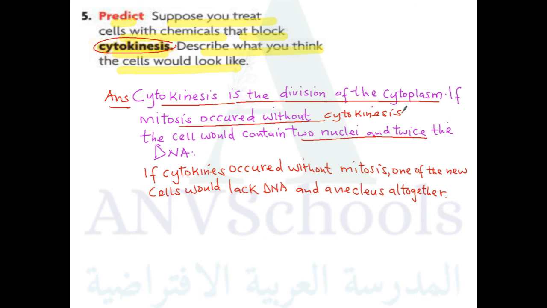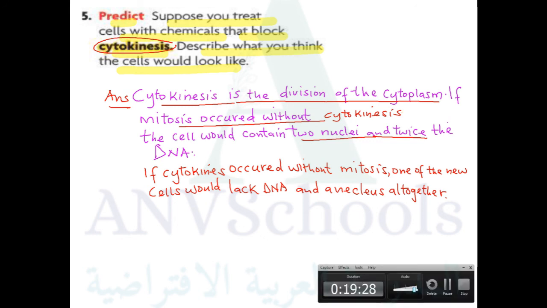If cytokinesis occurred, on the other hand, without mitosis, one of the new cells would lack DNA and the nucleus altogether. So we'll stop here.